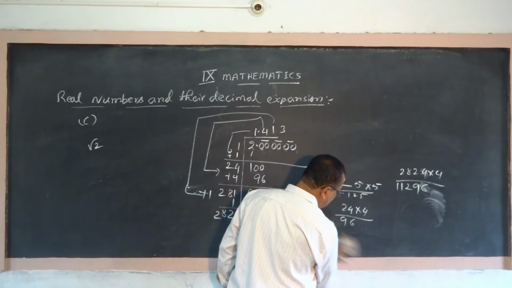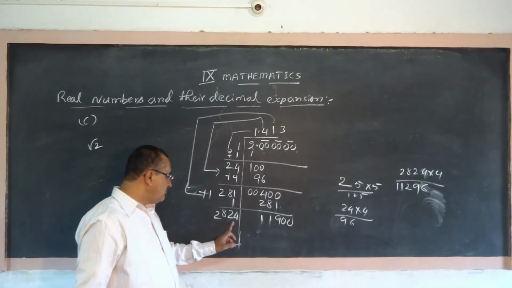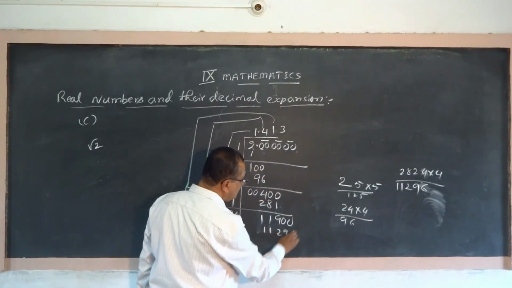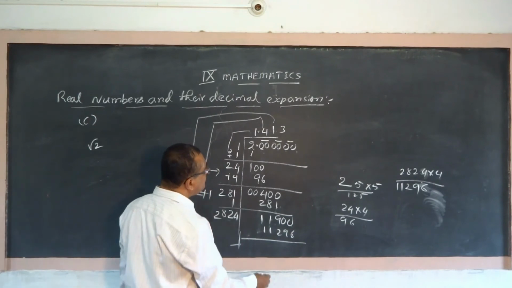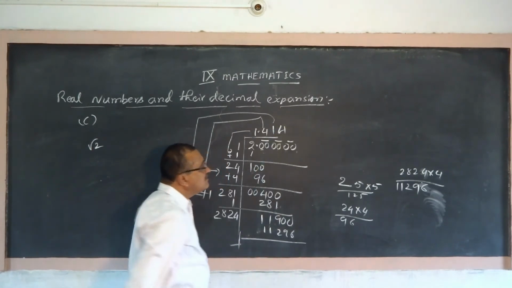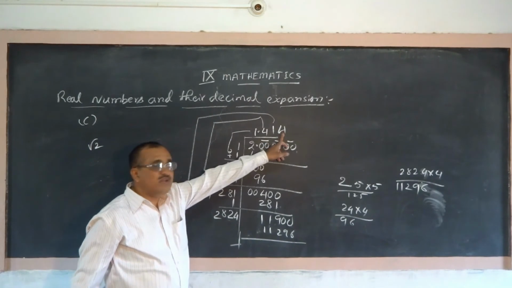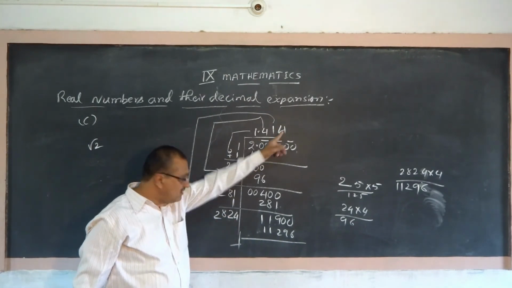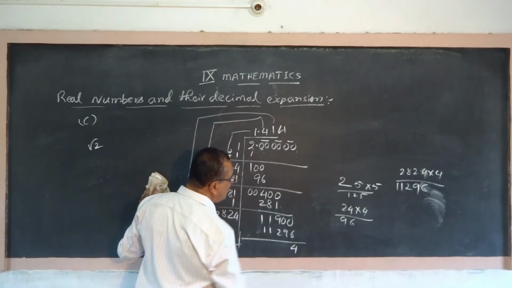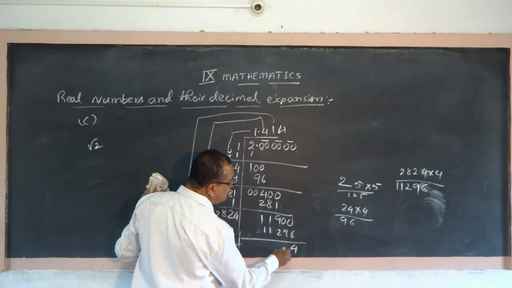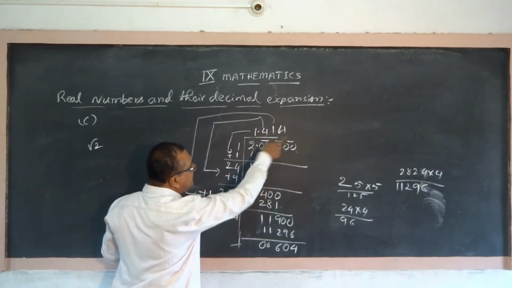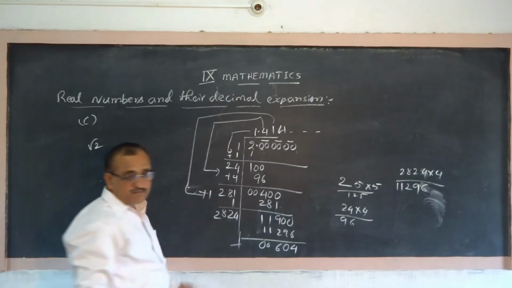11296. Subtract 10 minus 6. When you put 4 here, take 4 here also. Multiply this one by 4, you will get a product. The product is 10 minus 6, 4. Here it is 9 minus 9, 0. 8 minus 2, 6, 0, 0. Look, it continues. No repeats, no end at all.